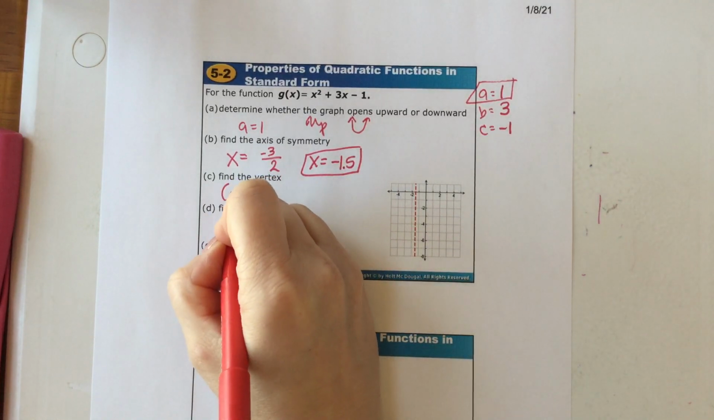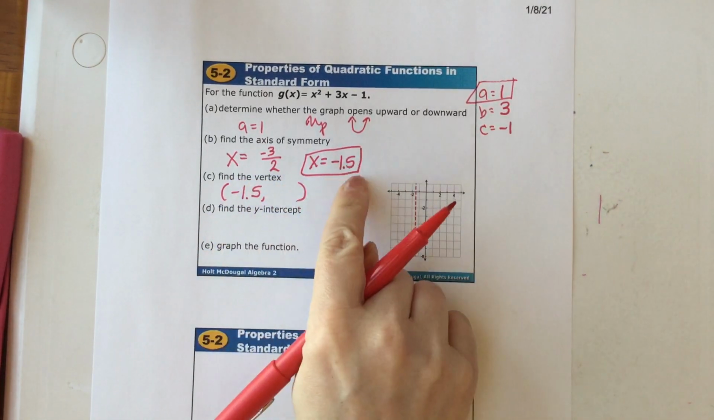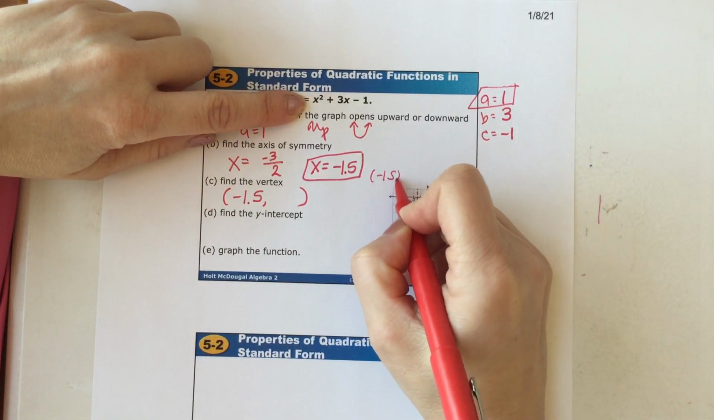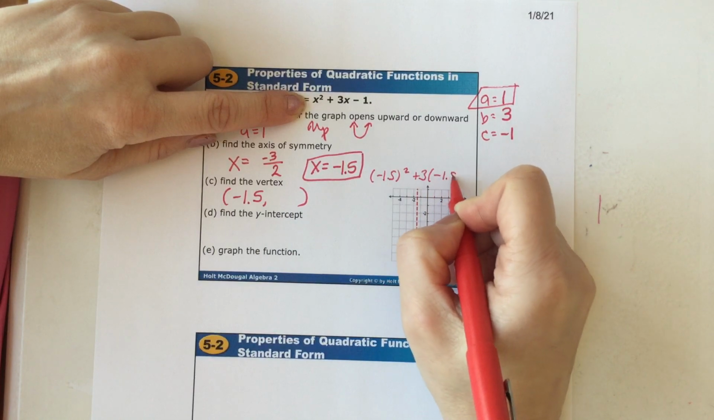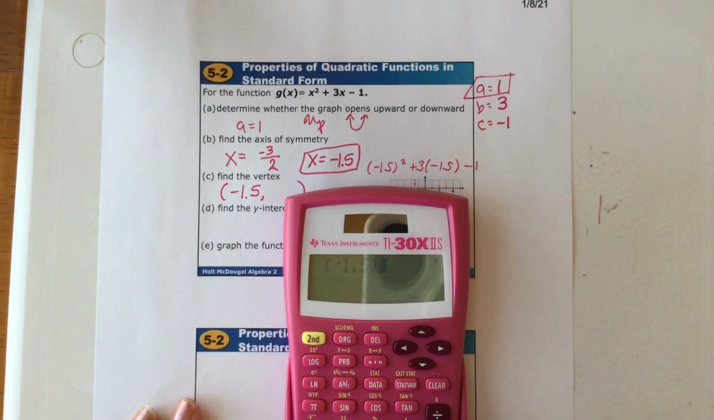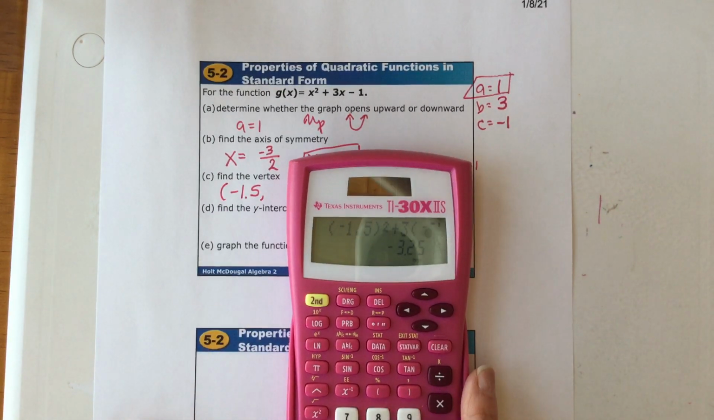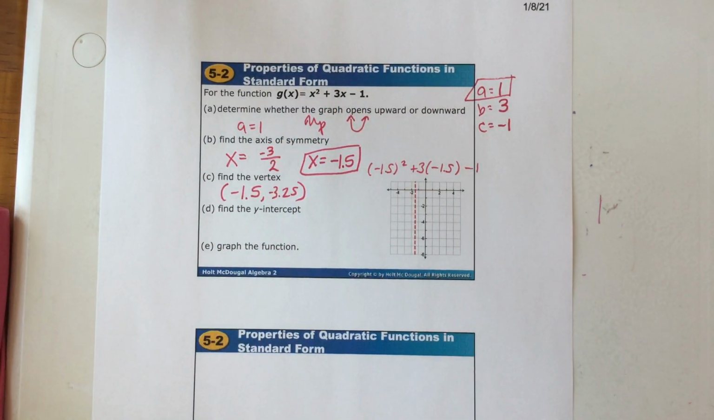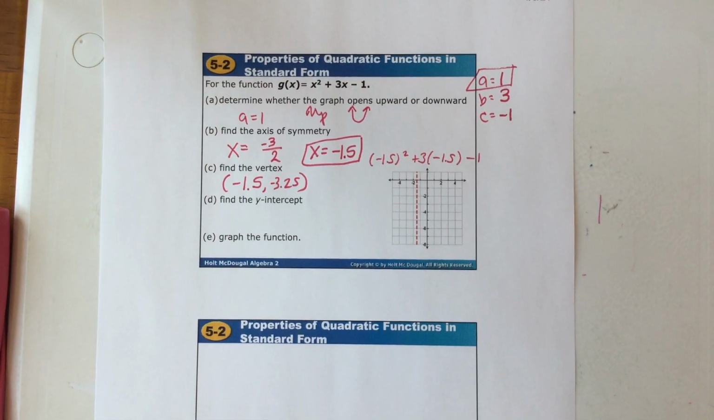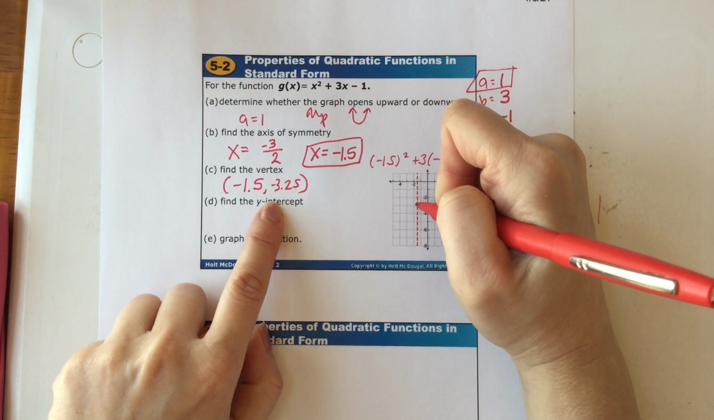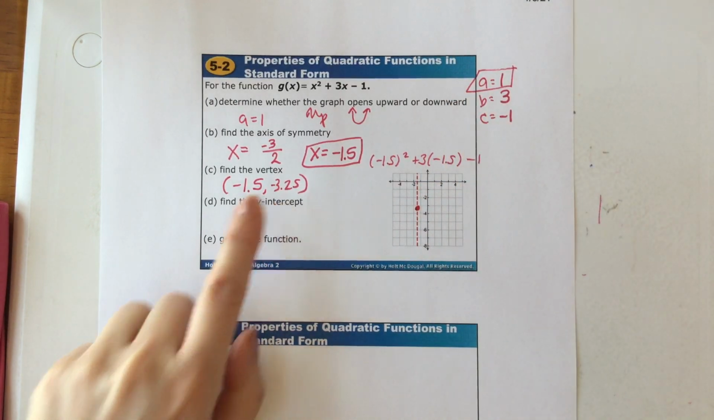Find the vertex. Your vertex is an ordered pair. We already know the x. To find the y, I go up here. Wherever there's an x, I'm going to fill in a negative 1.5, and that will help me to find the y value. So negative 1.5 squared plus 3 times negative 1.5 minus 1, I get negative 3.25. Now this one is just to show you that the numbers are not always going to be integers. It's okay to have decimals. So I go to the left 1.5, I go down 1, 2, 3, and a quarter. So there is my vertex.